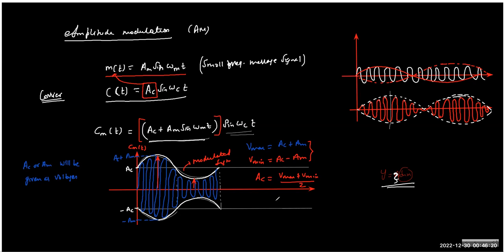Tell me, guys, is this clear? And similarly, can I say AM will be V max minus V min upon 2? Yes. So you are going to get the first question based on this diagram itself. They will ask you: given the maximum and the minimum of the modulated signal, remember, which signal? Modulated, not individual. Given the maximum and the minimum of the modulated signal, can we find the amplitude of the carrier and the message? So we can find it. This is the first question you will get. That's why this discussion is required. So this is done. Now we can move further.